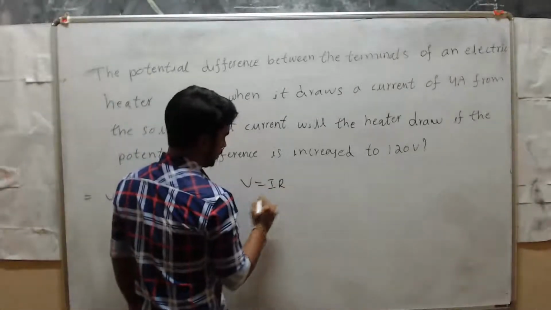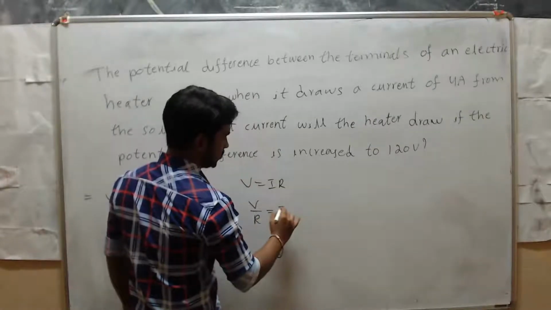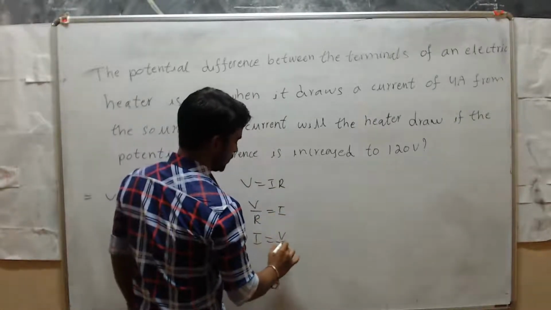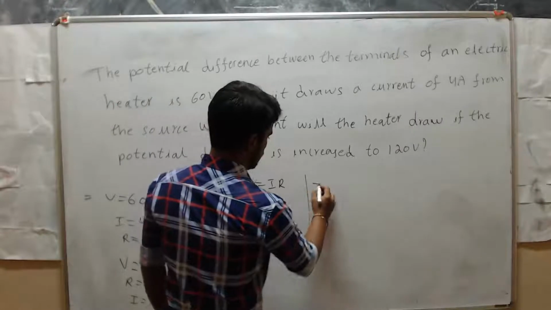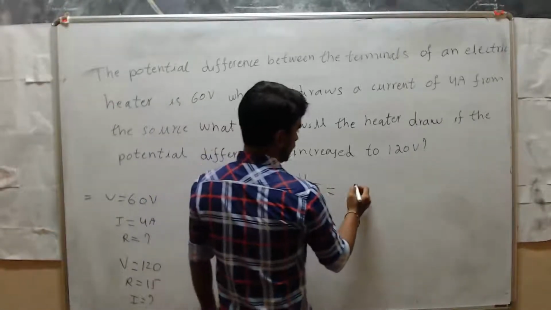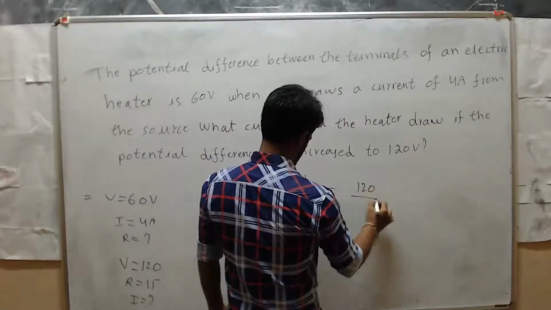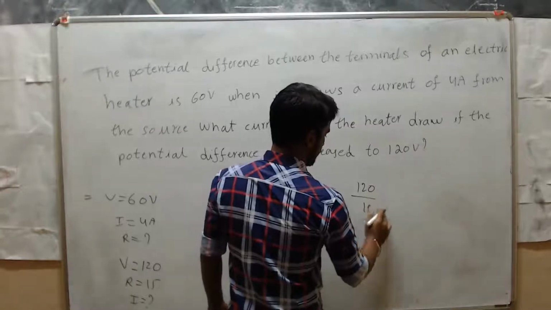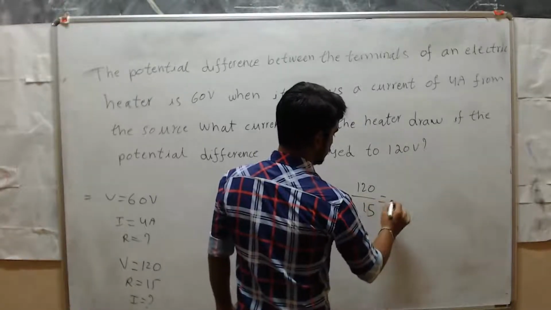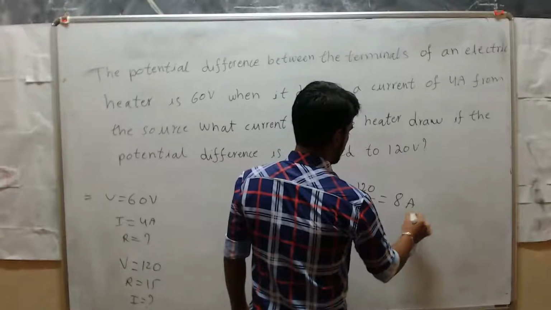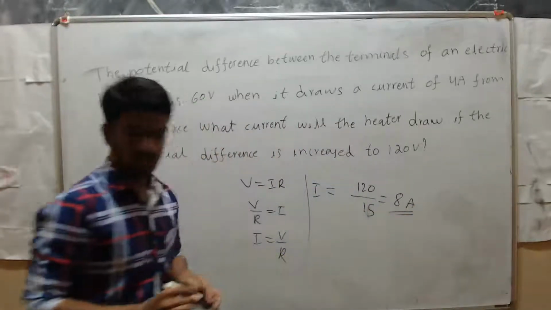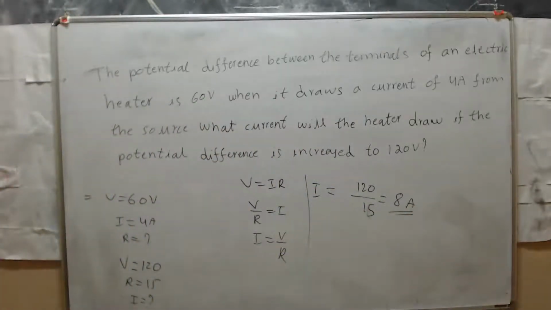V is equal to I into R. So V by R equals I, or I equals V by R. So what is the I value? The V value is 120, and the resistance is 15. 15 ones are 15, 15 eights are 120. So I is equal to 8 ampere. So clear, right?